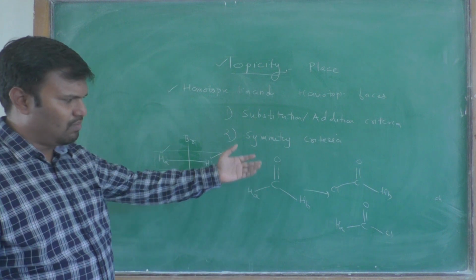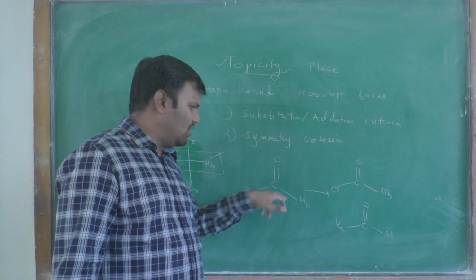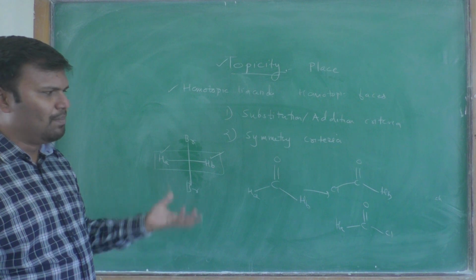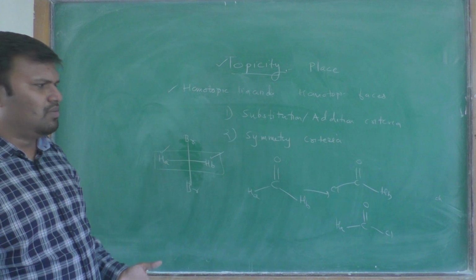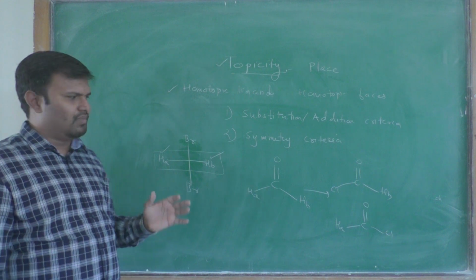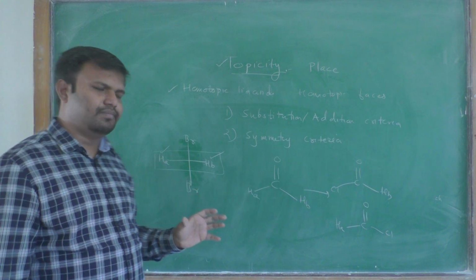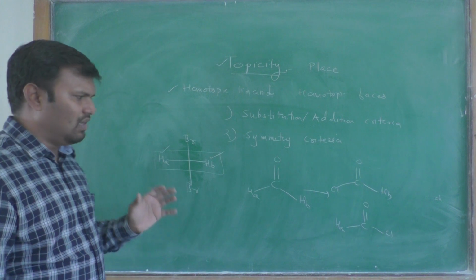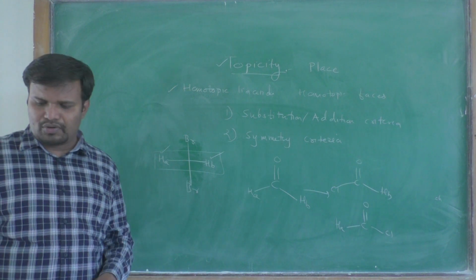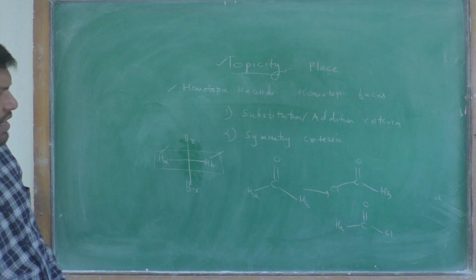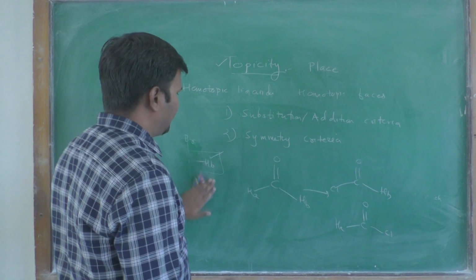In this case, we replace HA with chlorine or HB with chlorine, and we obtain the same compound. Whether you replace HA or HB, you obtain the same chemical species. Therefore, these two groups are homotopic groups or homotopic atoms. Suppose we have another example, tartaric acid.